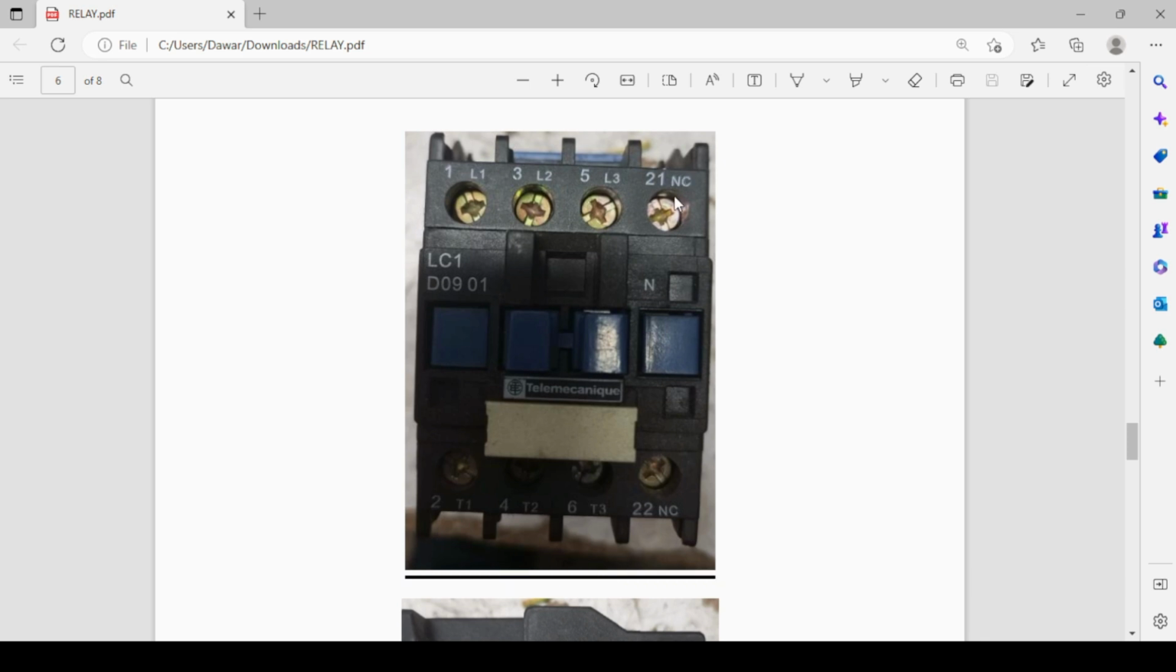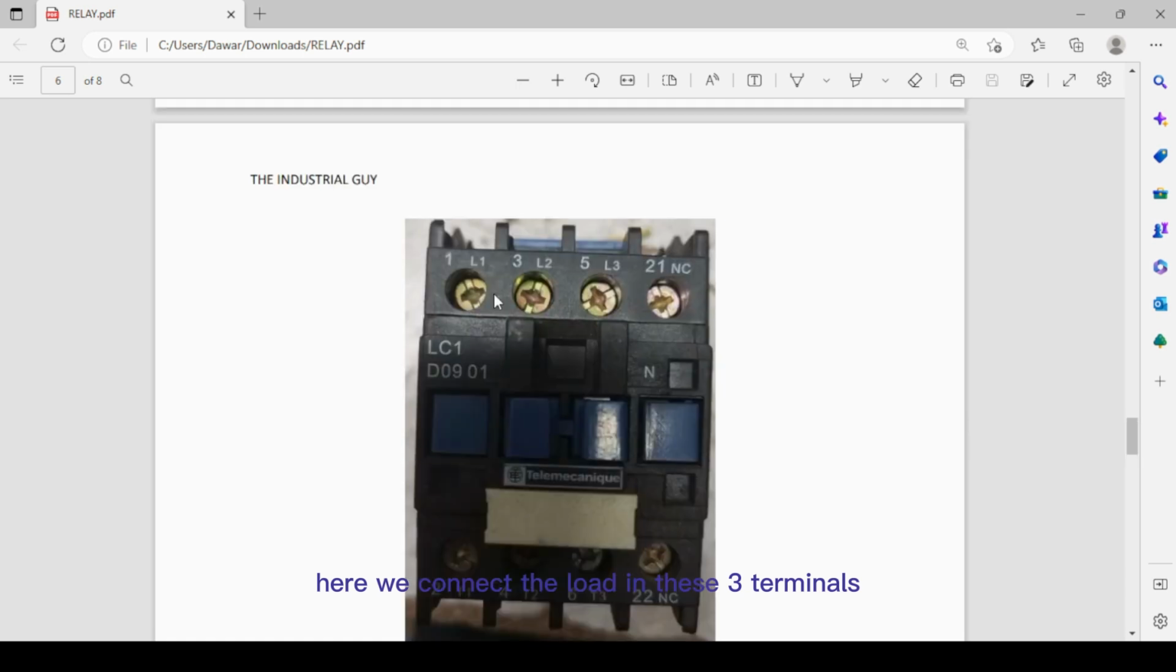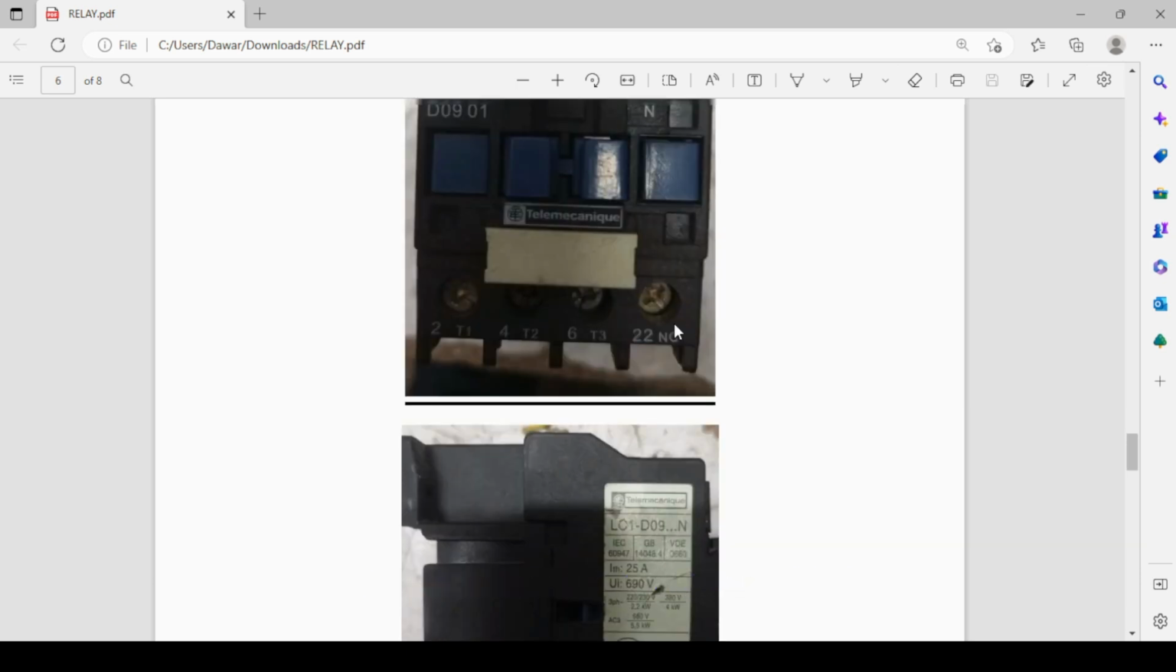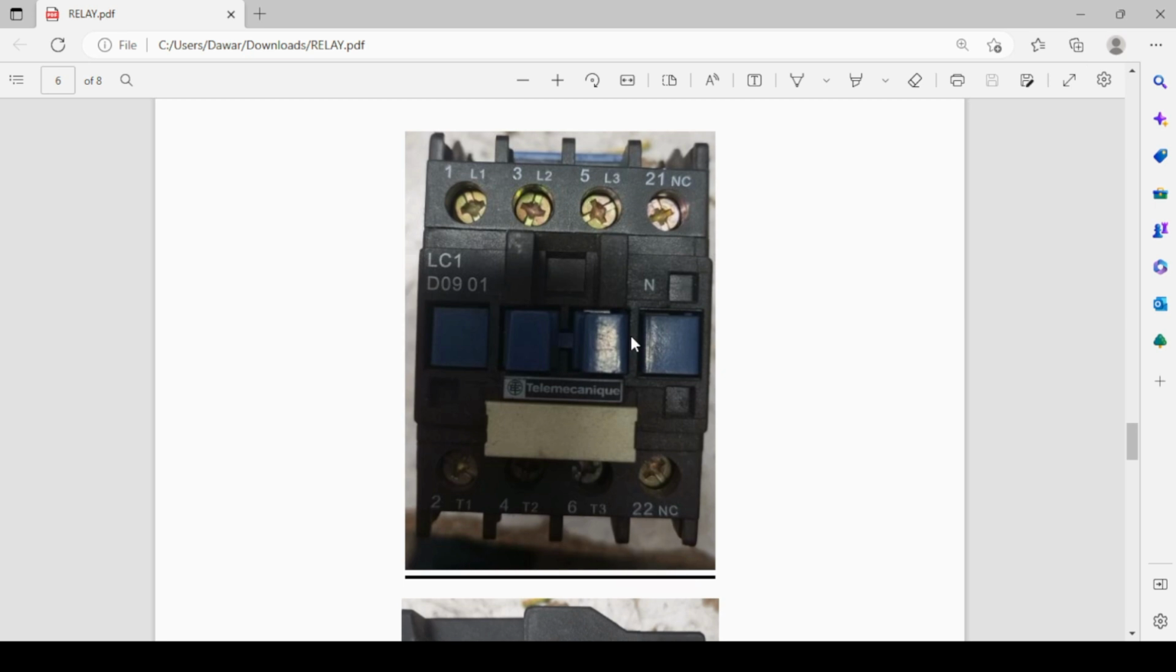Okay, here we connect the load. In these 3 terminals we connect the 3-phase load, and these are the auxiliaries we use for indication purpose and other purposes. I will discuss the control diagram and all that in my future videos.